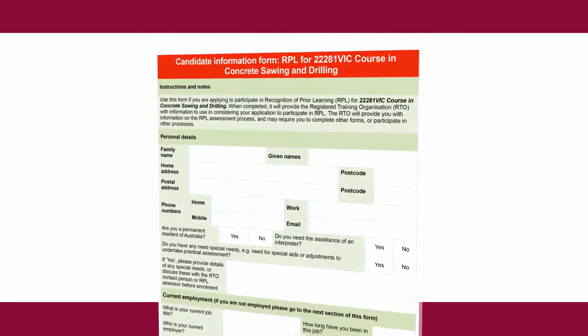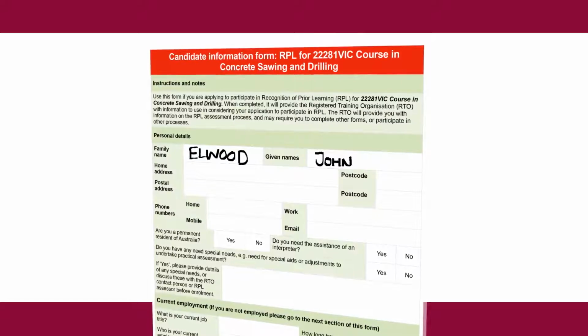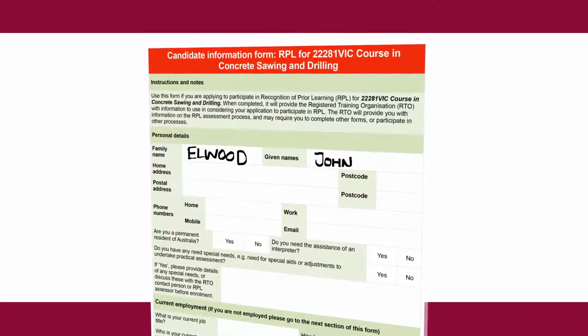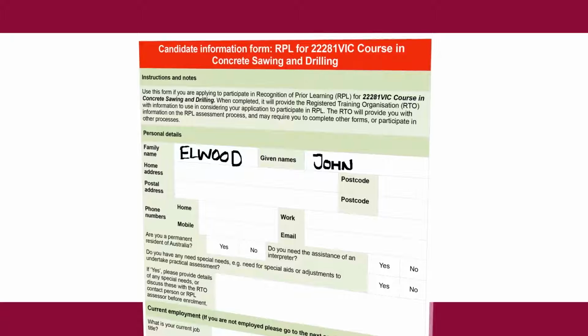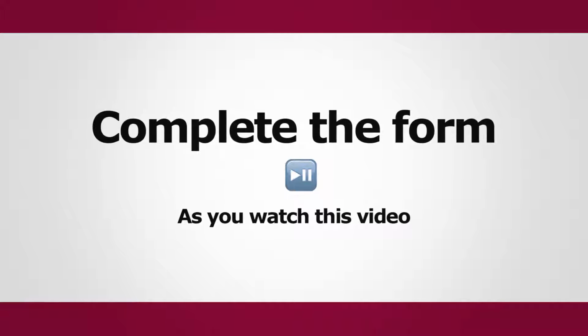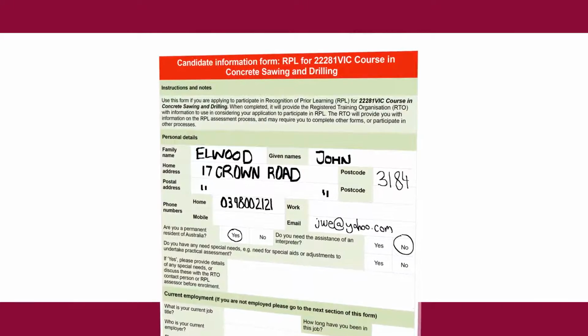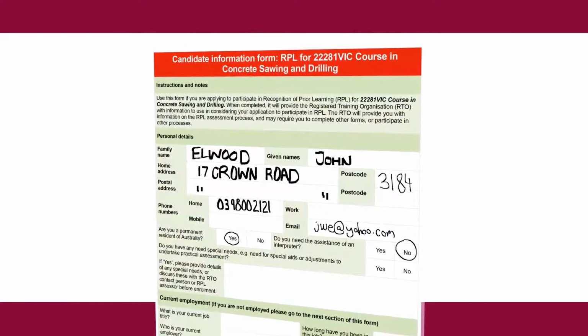When you receive the Candidate Information Form, fill it in. All information, including your application, is confidential. Let's go through this form so you're clear about what to include. You might like to complete the form as you watch this video and pause the video as you complete each section. On page 1, include your personal details, name, address, etc.